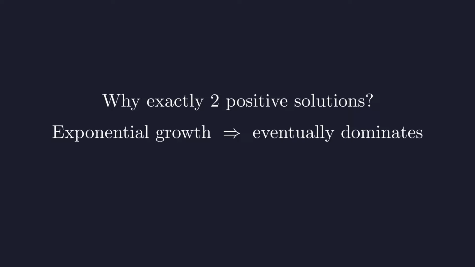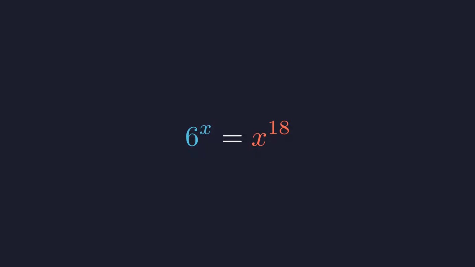Now let's explore what happens when x is negative. This is where things get more subtle. We need to go back to our original equation. Remember that 18th root trick we used earlier? It doesn't work the same way for negative x. Here's why. When x is negative, both sides are still positive. X to the 18th power is positive because we're raising a negative number to an even power, and 6 to the power of x is always positive.